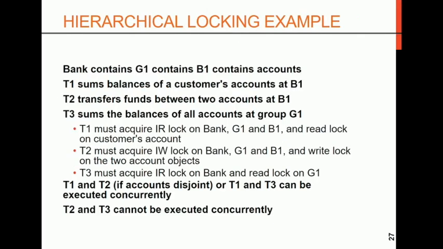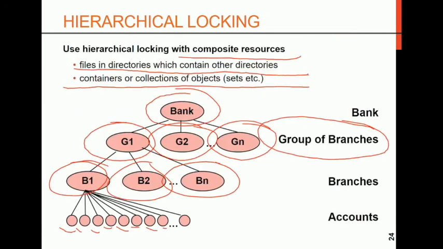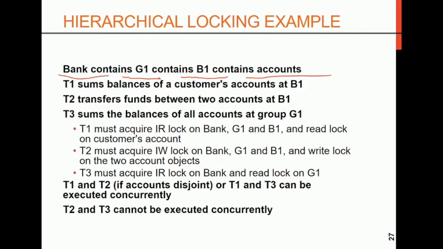So here's an example of where you would use such a lock compatibility matrix. You've got a bank, which contains G1, which contains B1, which contains a number of accounts. So we'll go back to our picture of the bank. You've got your bank here, it has the groups. One of the groups is G1, and G1 has a branch called B1, and branch B1 has a number of accounts. And we've got a number of transactions, and we want to see if these transactions are compatible with each other or not. Should the system allow these transactions to happen concurrently or not?